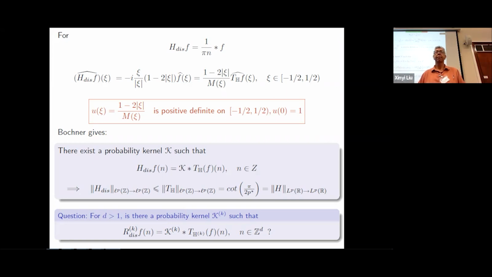Any other questions? I'm not particularly familiar, but is this kernel not easy to describe? This kernel? No, not really. I was hoping it has some kind of probabilistic interpretation. Well, it's a probabilistic kernel, a kernel that is non-negative and sums to 1, but outside of that, I don't know.